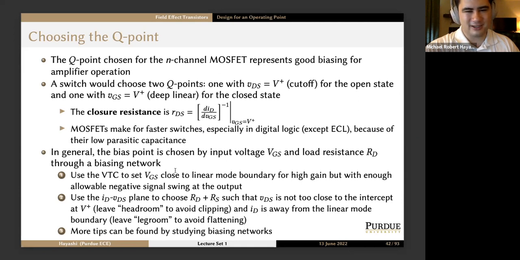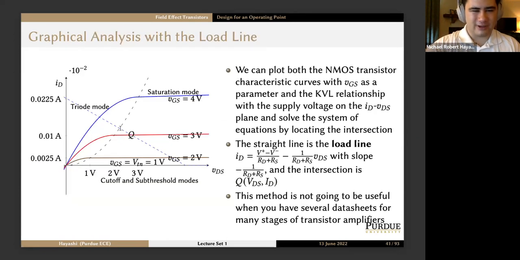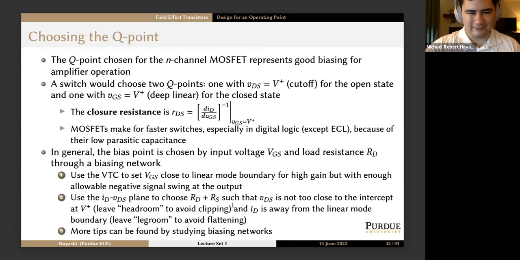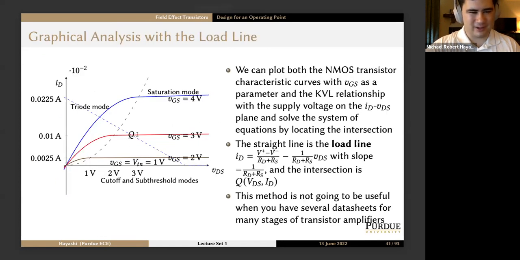If you're choosing a bias point with an input voltage VGS and load resistance RD through a biasing network, you're going to use a voltage transfer characteristic to figure out where the voltage is going to be for VGS. You want it close to the linear mode boundary where you have the most gain, but you want a little bit of leg room, as they say, so that the voltage can swing down without causing you to leave the linear mode. And you also want headroom to avoid clipping by going into cutoff. And then if you study biasing networks, you can get more tips on specifically where to choose the Q point.